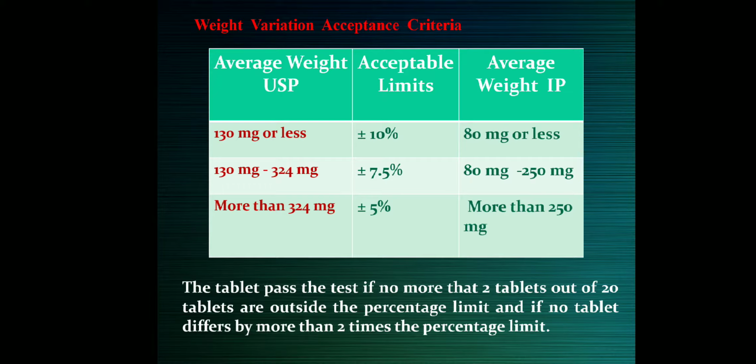Tablets pass the test if no more than 2 of the 20 tablets are outside the percentage limit, and if no tablet differs by more than 2 times the percentage limit. So when we have tested the 20 tablets and taken their average, the batch passes the test if no more than 2 of the 20 tablets are outside the percentage limit, and no tablet differs by more than 2 times the percentage limit with respect to their weight classification.